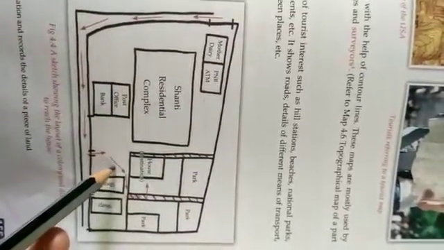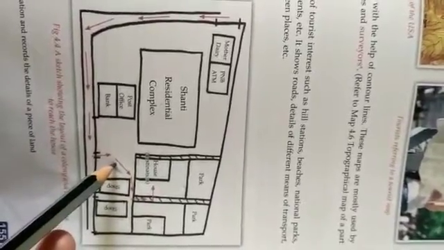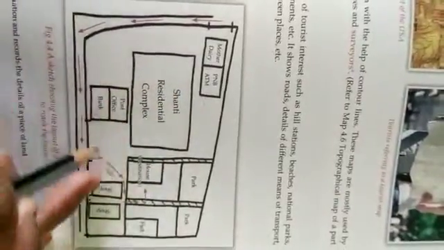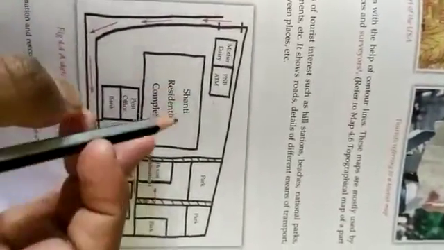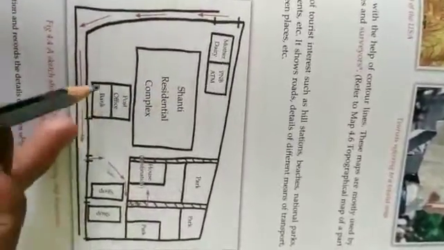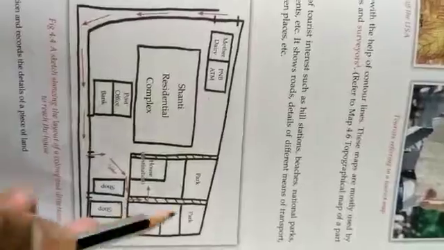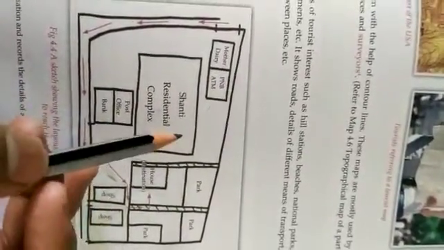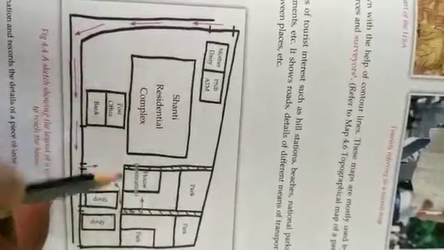Arrows can also be drawn to show the way to be followed. Distance and direction are not represented accurately and detailed drawings are not shown. So basically what is a sketch? A sketch is a rough drawing based mainly on memory and observation and is not to scale.